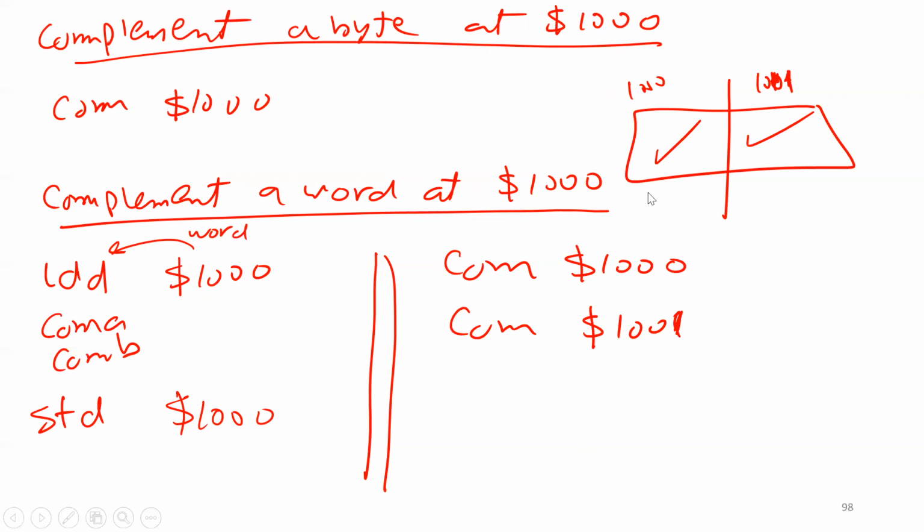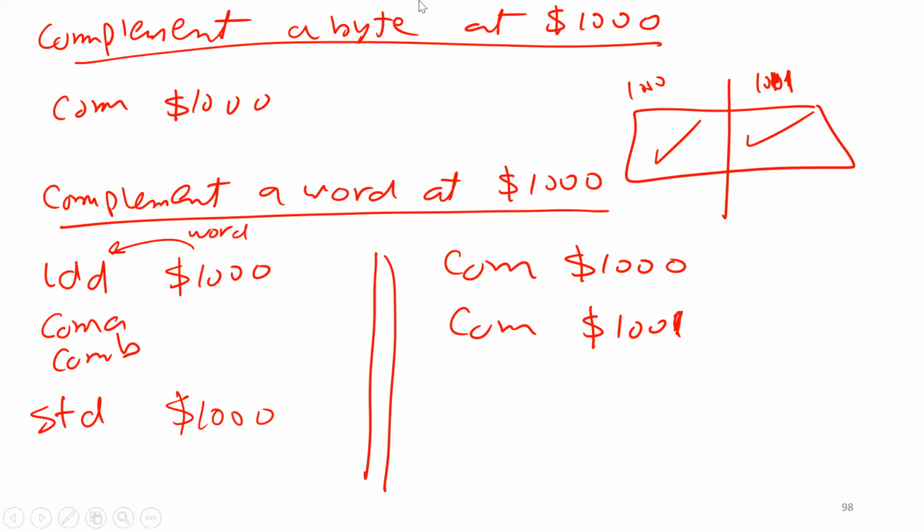So here I'm going to complement 1000 and then complement 1001. There is another way, but it needs more instructions. As you see here, they are the same. For example, I can read a word at 1000, put it in register D, then complement A, complement B, and then return D back. Yes, you can do this one, but this one is maybe easier.